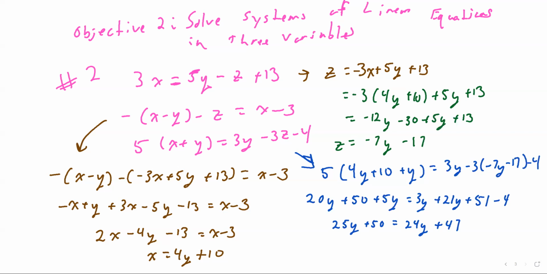I'm actually going to move all these y's here because if I take 24 minus 25, I'm left with just a y. Subtract 50 over there, that just gives me a straight up negative 3.